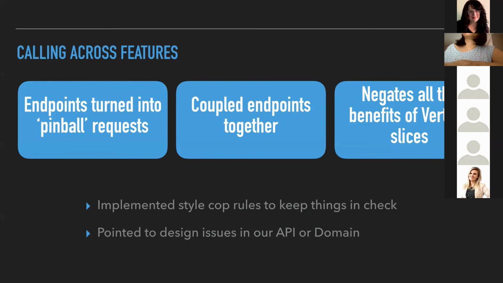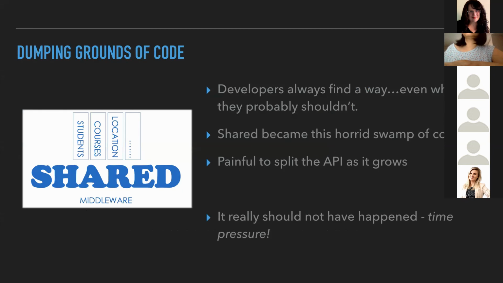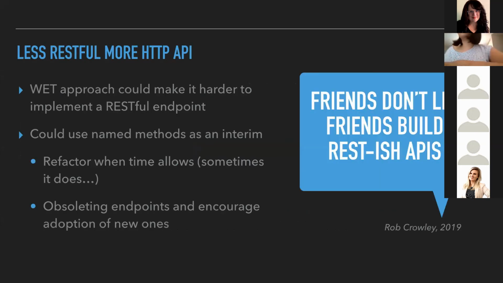Other things that we couldn't get around pointed to issues in the design of our API or potentially the domain. Shared was one of the places we could put code. It turned into a bit of a dumping ground, and it's one of the pain points at the moment in the team because we have to come back and refactor a lot of this out. I think the main reason was there was a lot of time pressure on the project. It really shouldn't have happened, but developers will find a way, even if it's not the correct way. It's always the path of least resistance.